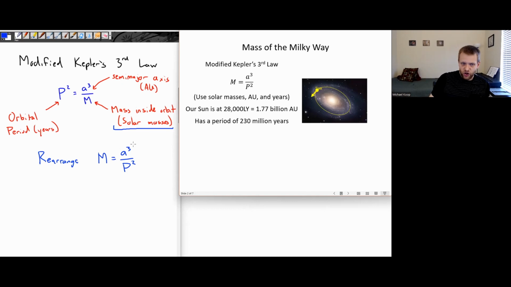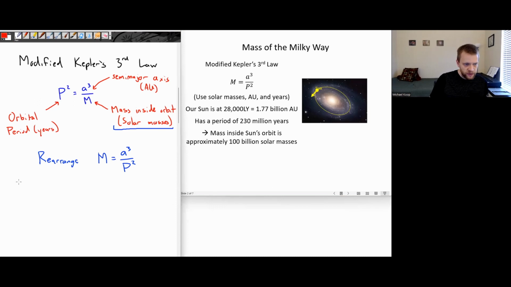So if we take this equation and say that semi-major axis is 1.77 billion astronomical units, and we cube that, and then we say the period of our sun's motion around the Milky Way galaxy is about 230 million years, and we have to square that in this equation, if we put in all of those calculations, we find that the amount of stuff inside of the orbit of our sun in the Milky Way galaxy is approximately 100 billion solar masses.